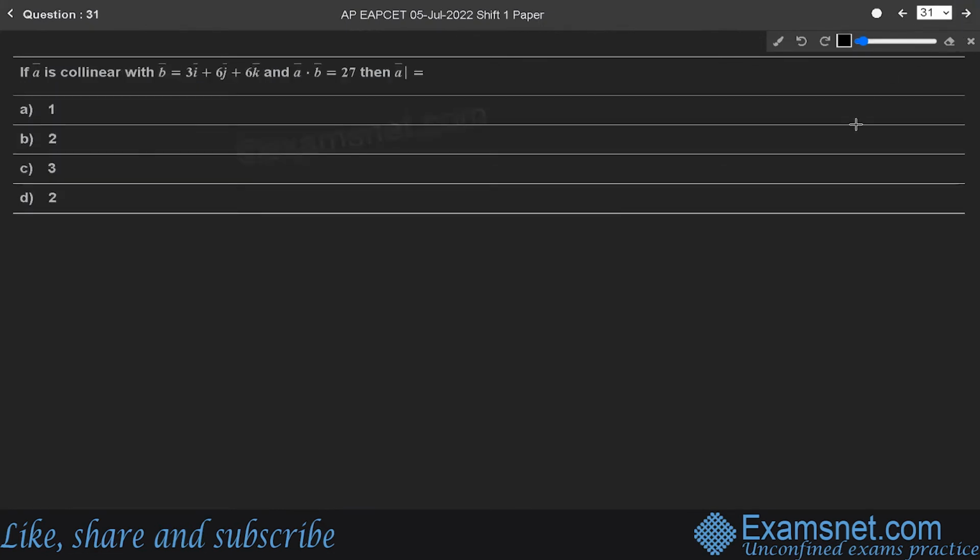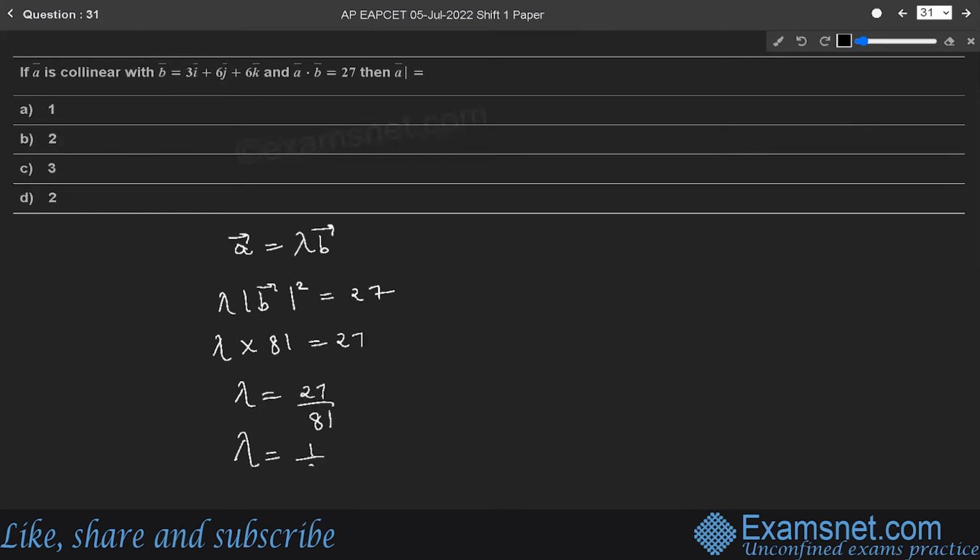Next question is, if A vector is collinear with B vector, which is equal to 3i plus 6j plus 6k, and A vector dot B vector is equal to 27, then the modulus of A vector is? We know that A vector is equal to lambda into B vector. So lambda into modulus of B vector whole square is equal to 27. Therefore, lambda into 81 is equal to 27. So lambda will be equal to 27 upon 81. Therefore, lambda is equal to 1 by 3.